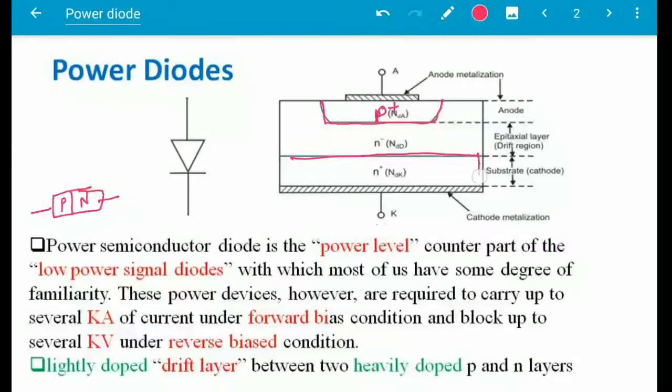This is N plus, that means heavily doped N layer, and this is the drift layer. This is called the drift layer and this is written as N minus. This is the lightly doped N layer, called the drift layer. So here I have written: these power devices are required to carry up to several kiloamperes of current under forward bias condition and block up to several kilovolts under reverse bias condition.